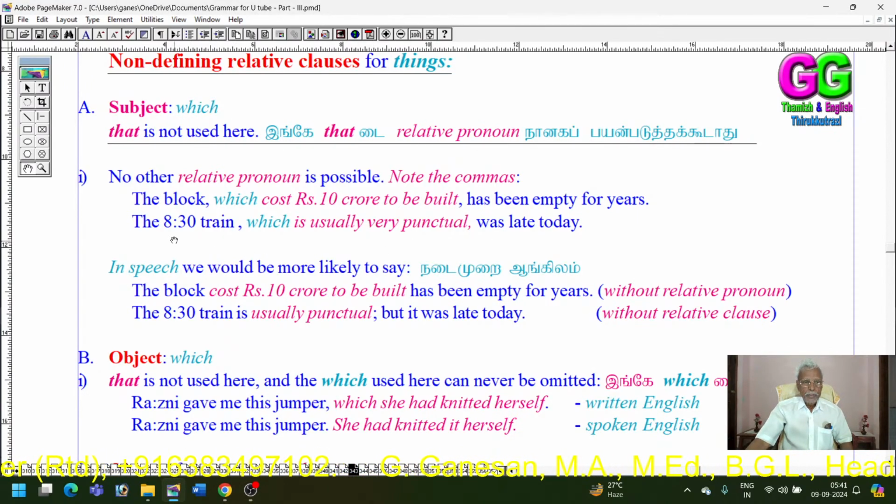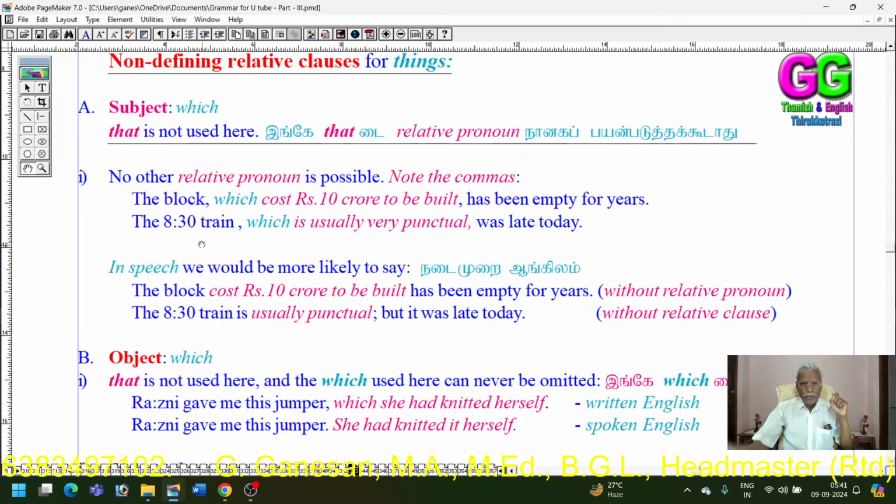Another example: The 8:30 train, which is usually very punctual, was late today. That is, this 8:30 train is always punctual, but unexpectedly it was late today. Which refers to the block in the first example, and to the 8:30 train here. So here, which has been employed as the subject.